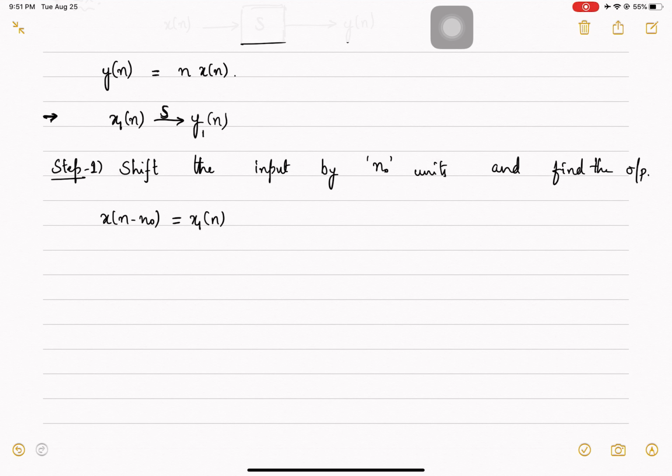Now I'll shift x by n naught units. I'll call the input x1 of n, since it's only a function of n, because n is the only variable and n naught is a constant. So I'll call the output y1 of n.